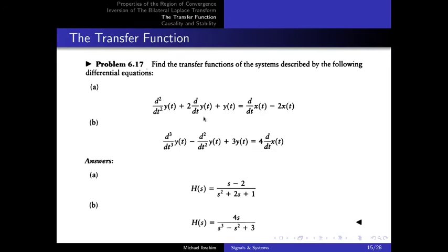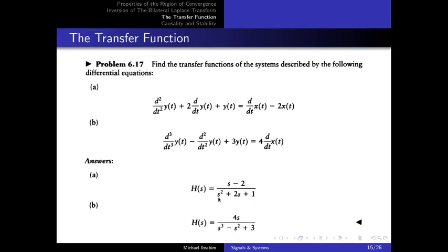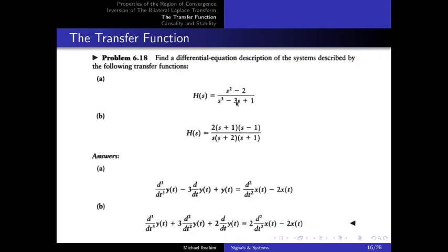Here we are given a differential equation and we need to find the system transfer function, so it's very straightforward. I will leave it to you as an exercise. You have the final answers here. And again, here we have the other way around: we have a system transfer function and we need to find the differential equation. Again, it's very straightforward, and you have the final answer. So I want you to try solving these two problems.